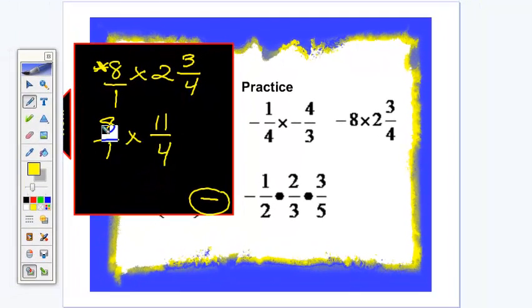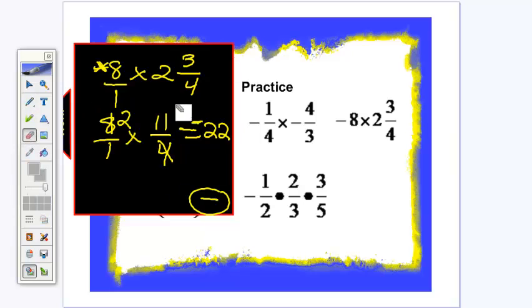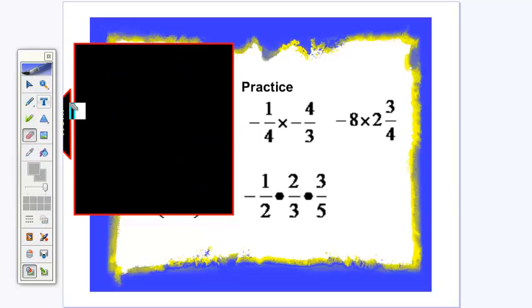11/4. 4 and 8, their GCF will be 4. So 4 cancel and 8 turn into a 2. And 2 times 11 is 22. But what our answer is supposed to be? Negative. So this answer will be negative 22. Okay. Alright, now let's move on to the next one.